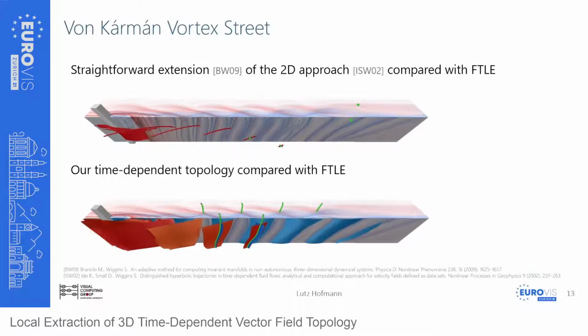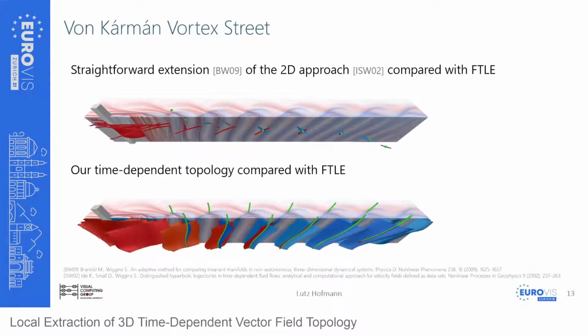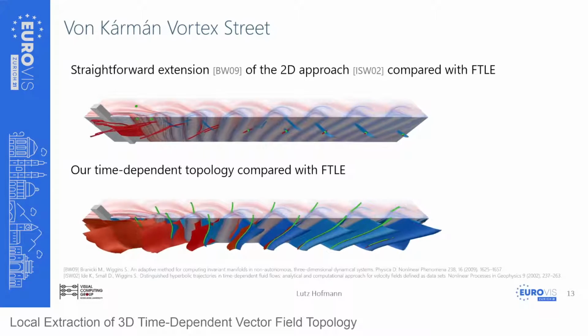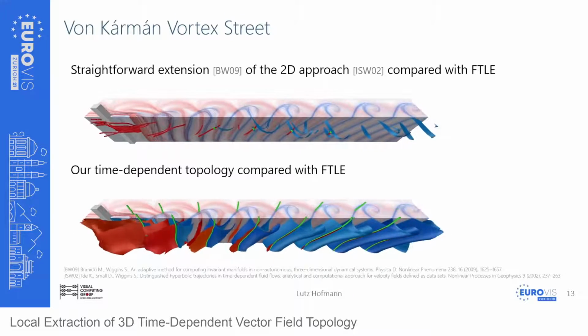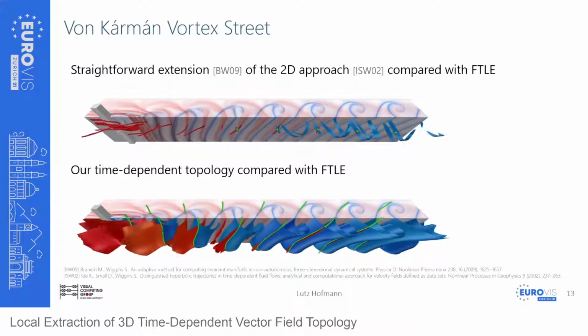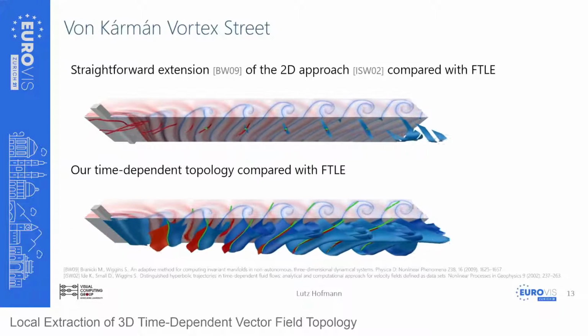Comparing our method with the straightforward extension of the 2D approach, we find that this method would miss large parts of the ridge surfaces visible in the FTLE fields because it only considers single hyperbolic trajectories instead of hyperbolic path surfaces.